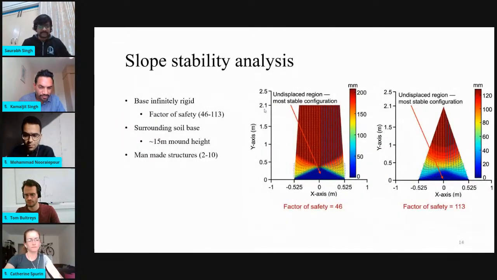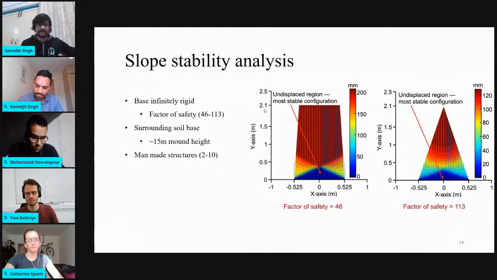Now, if I consider the base infinitely rigid and take the properties I have obtained from the experiments for the upper region, I found a factor of safety of 46 for the trapezoidal mound and a factor of safety of 113 for the triangular mound. This tells us that reality should lie somewhere between 46 and 113, but in reality the base of the mound is not infinitely rigid.